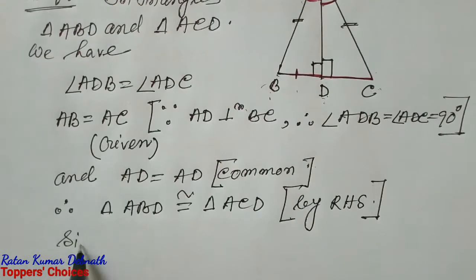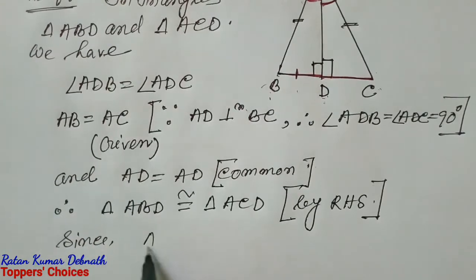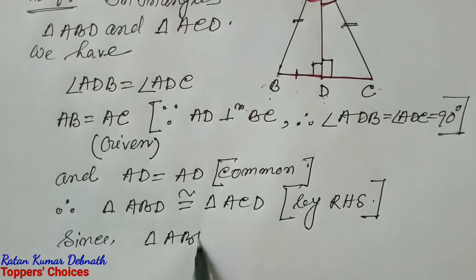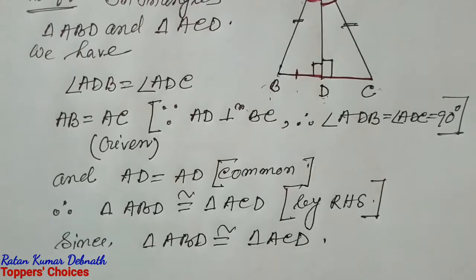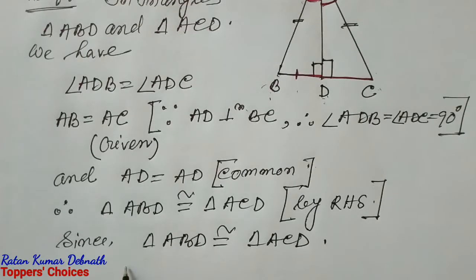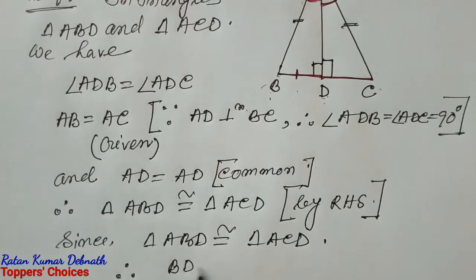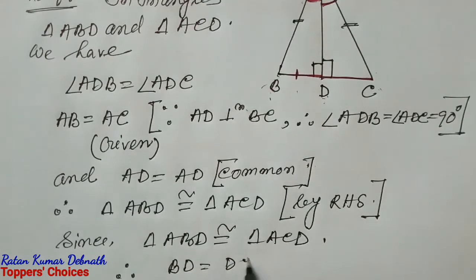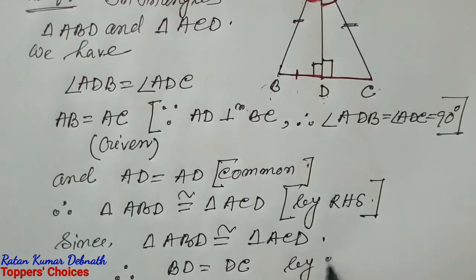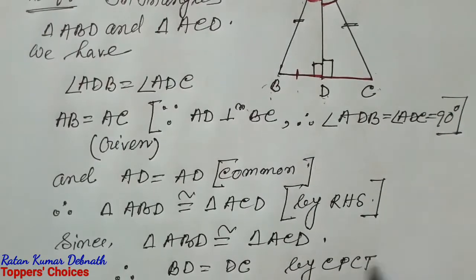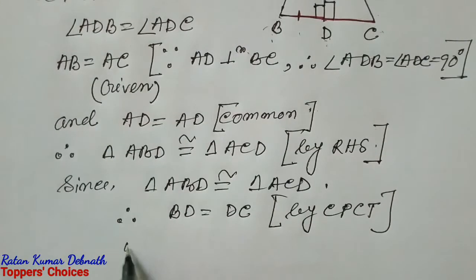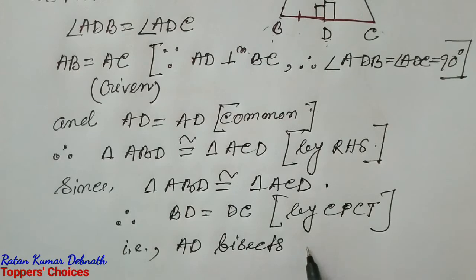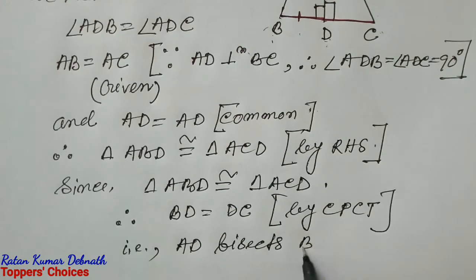So, we already proved triangle ABD congruent to triangle ACD. Since triangle ABD is congruent to triangle ACD, therefore BD equals DC by CPCT, that is AD bisects BC.